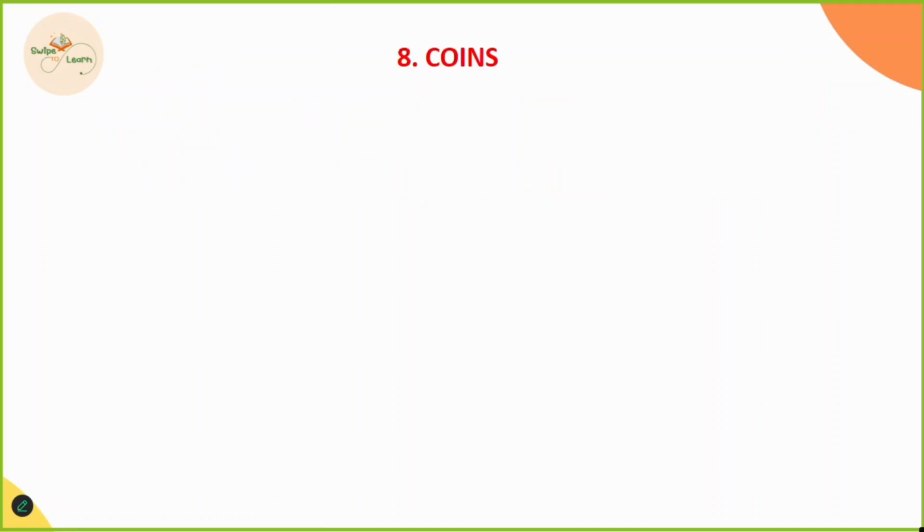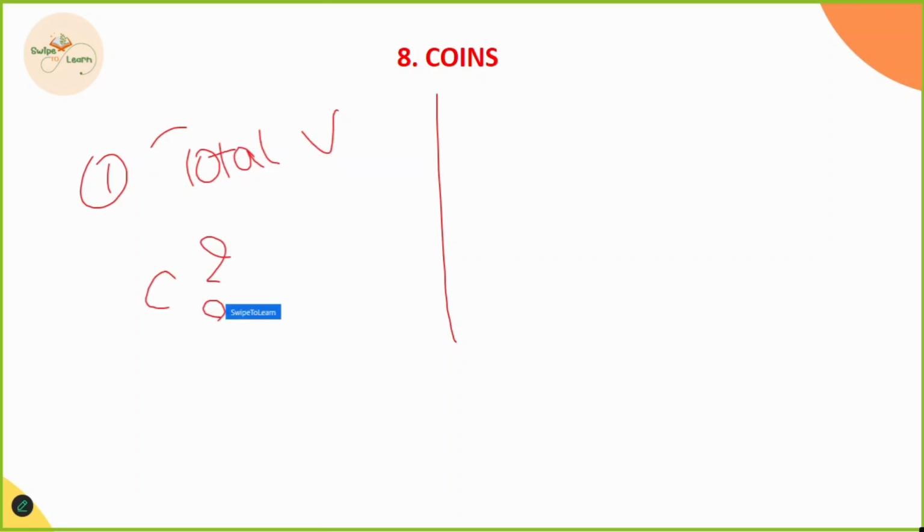Moving forward, our next model is coins. Coins play a very important role in finding ratios and proportions. Coins are of two types. In one, they give the total value and ask us to find the total coins. In the second model, they give the total coins and ask us to find the value of each coin present. So these are the two types of coins.